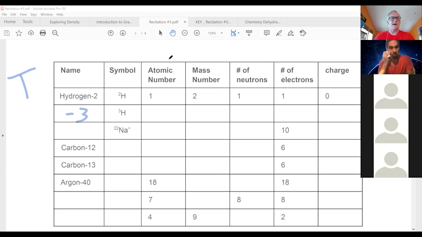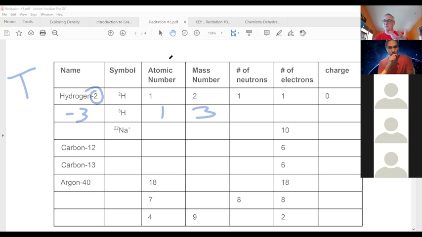So what's the atomic number of hydrogen 3 or tritium? 1. And group 2, what's the mass number for tritium? 3, exactly. That's where the name comes from.